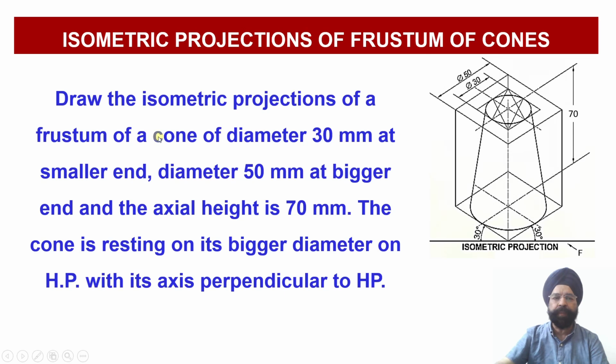So let us read out the statement. We are required to draw the isometric projections of a frustum of a cone having diameter 30 millimeter at the smaller end. So this is the 30 millimeter diameter of the top surface. Then the diameter 50 millimeter at the bigger end, that is, the diameter at the base, and the axial height is 70 millimeter. So this is the height of the axis of the frustum of the cone. The cone is resting on its bigger diameter on the horizontal plane with its axis perpendicular to HP.